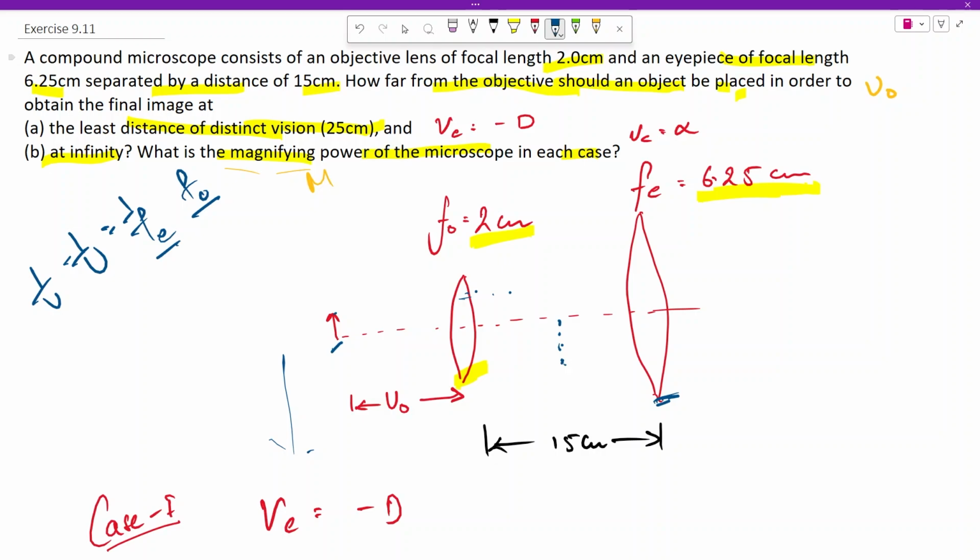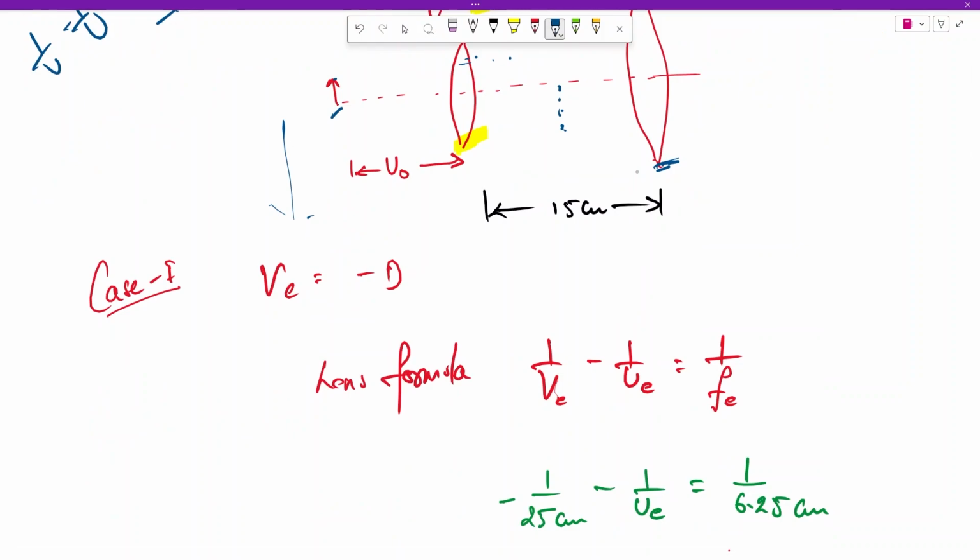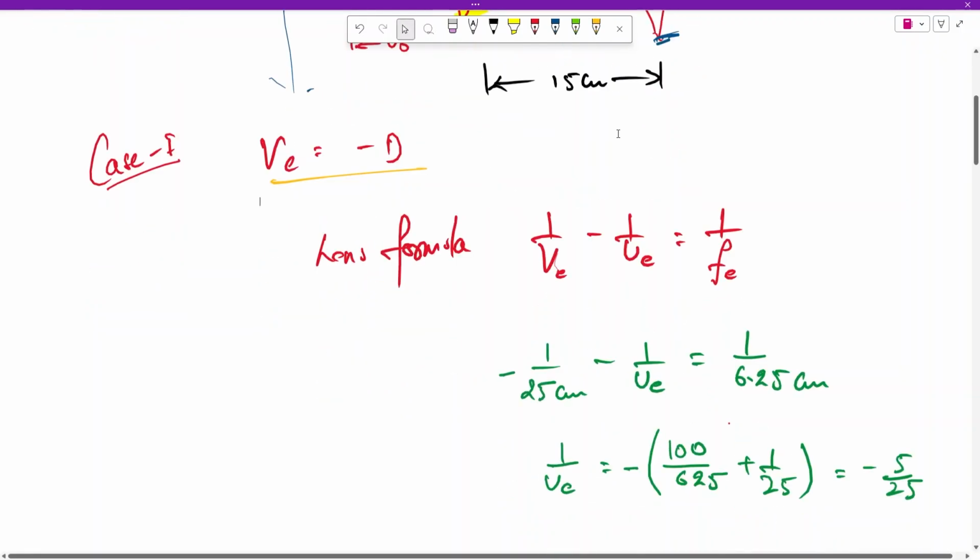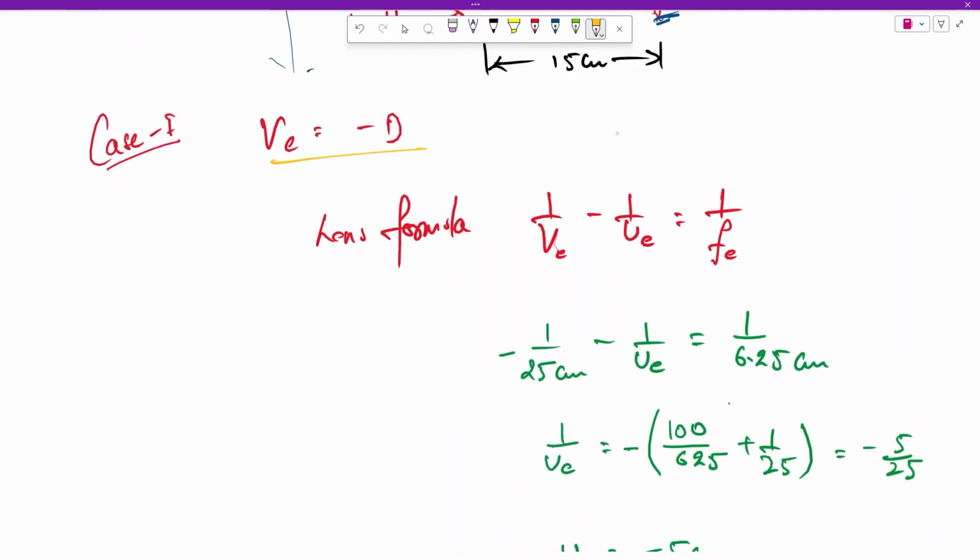So in the first case, the least distance of distinct vision, the final image V_E is forming at minus D. So we will use the lens formula for the eyepiece. We have been given the value of V_E over here, that is minus D, that is minus 25 centimeter. So using the lens formula for the eyepiece, we have 1 by V_E minus 1 by U_E equals 1 by F_E.